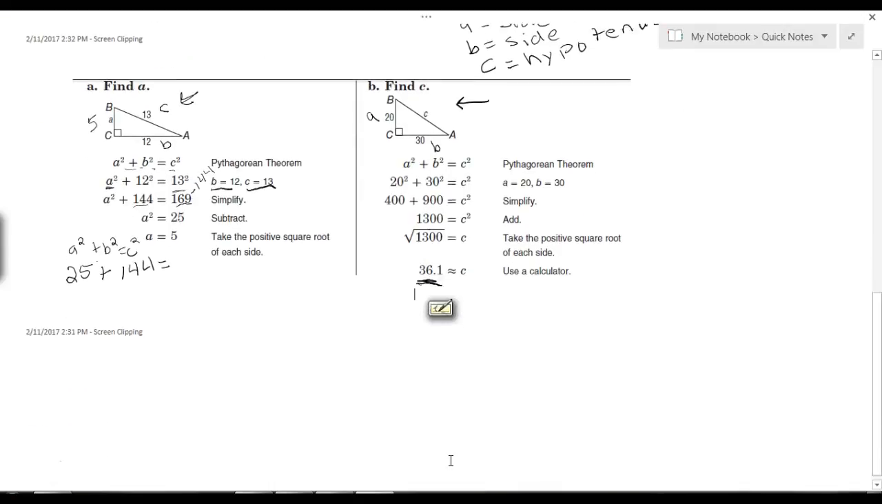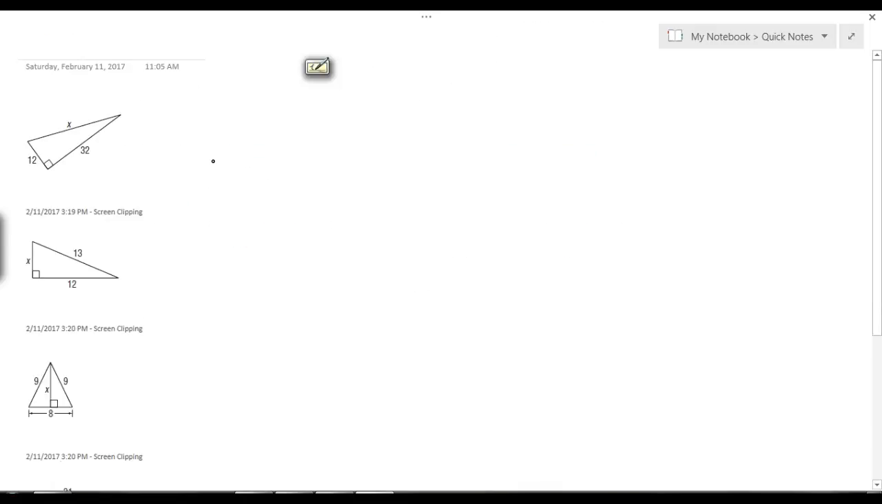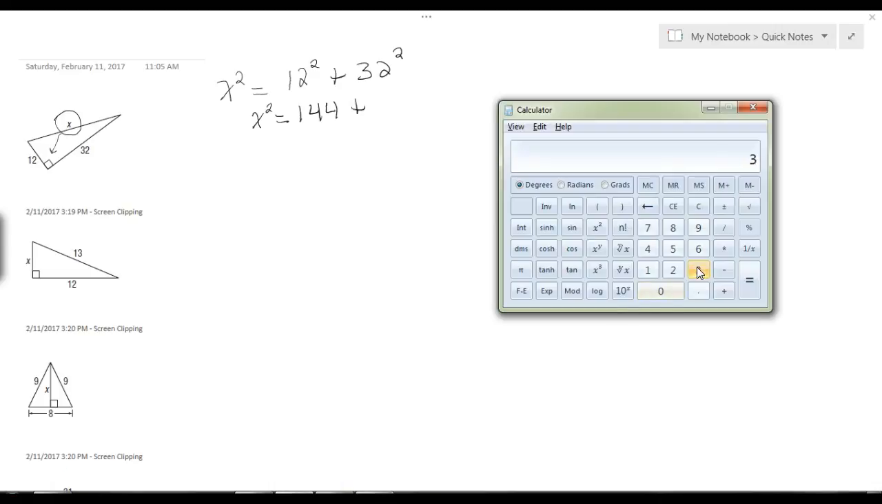So let's go ahead and do some more practice problems. So I'm on a new page here with my practice problems. And I'm going to look at my first problem. I want to solve for x, and I see that x is across from the right angle, which means x is my hypotenuse. So x squared is going to equal the sum of my other two sides squared. So that's going to be 12 squared plus 32 squared. Now I remember that 12 times 12 is 144. I don't off the top of my head remember what 32 squared is, so I'll use my calculator. 32 squared is 1024, so I'm going to go ahead and write that down.